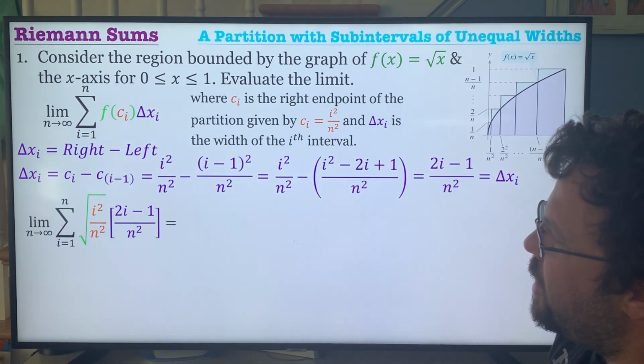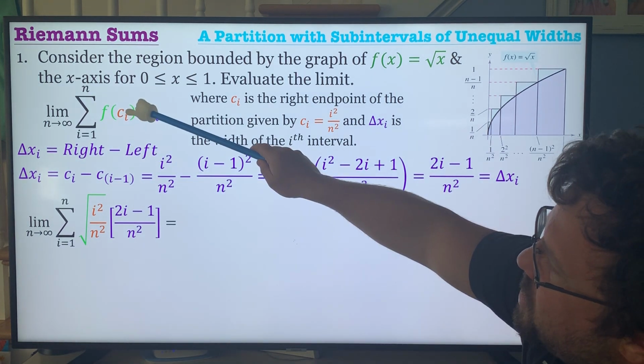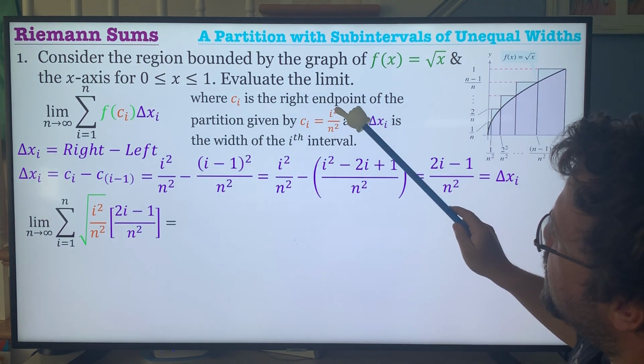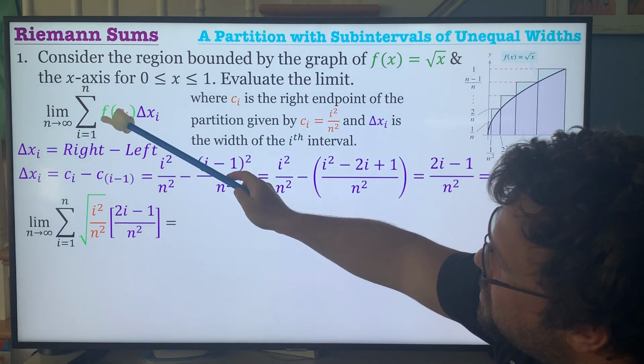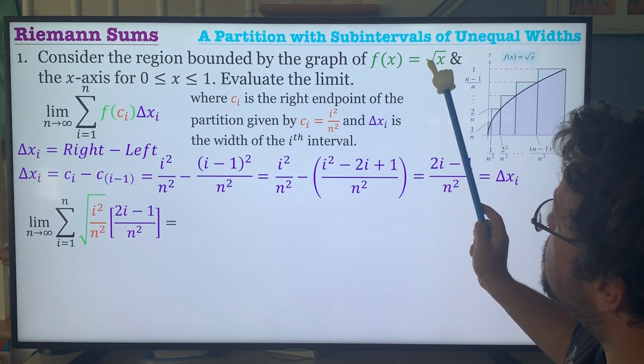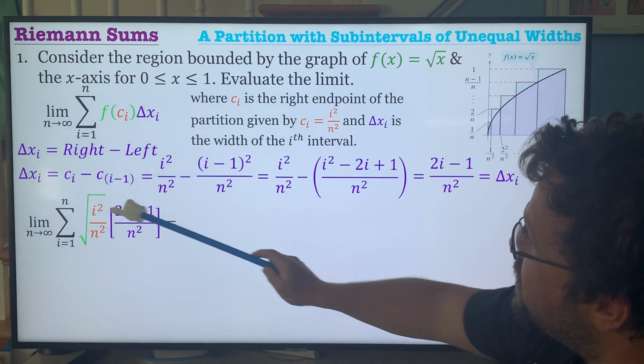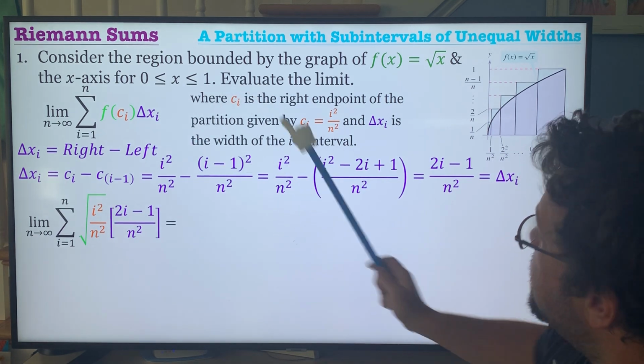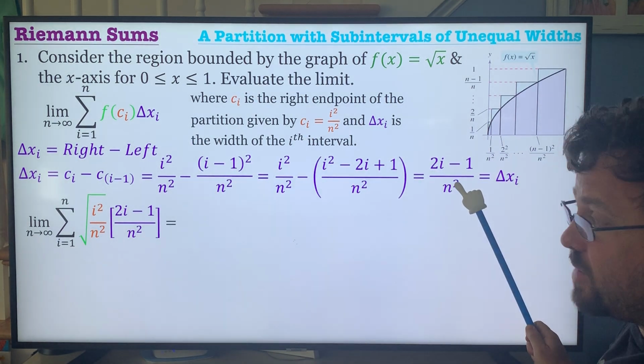Now, next step, the function. You type ci into the function. We said ci is i squared over n squared. So the function is square root of x, so it's the square root of i squared over n squared times delta xi, which is what we just spent all that time finding.